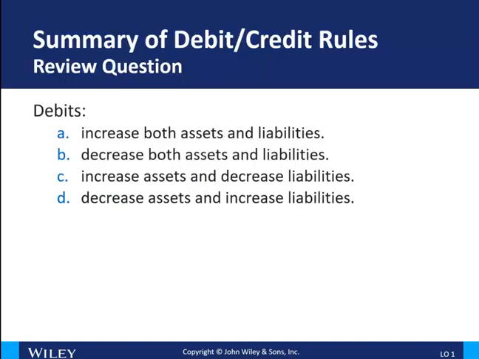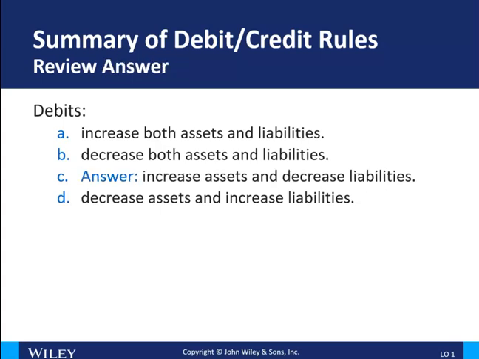So a question, debits. Do they increase both assets and liabilities? Do they decrease both assets and liabilities? Do they increase assets and decrease liabilities? Or do they decrease assets and increase liabilities? And the answer is C. It increases assets and decreases liabilities. So a debit will increase the assets, decrease the liabilities. Credits will do the opposite.